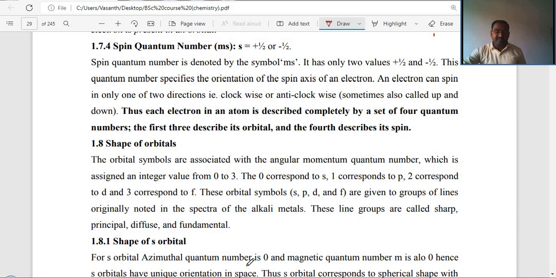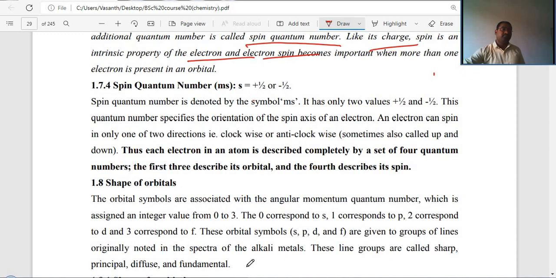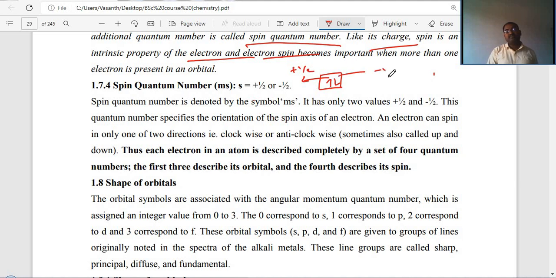Finally, spin quantum numbers. We just imagine this is an orbital. Any orbital can accommodate only 2 electrons with opposite spin. The upward arrow indicates plus half, and the downward arrow is what? Negative half.